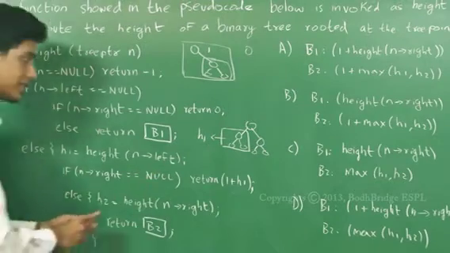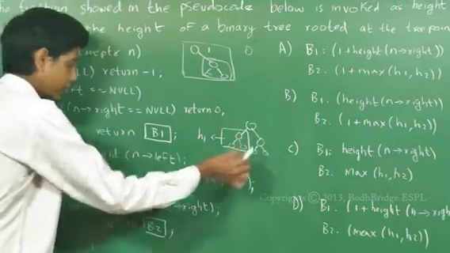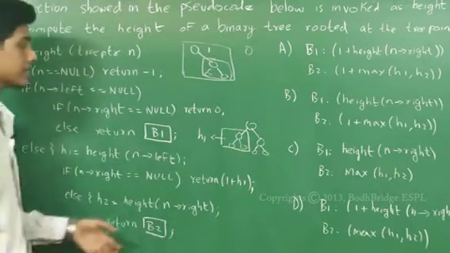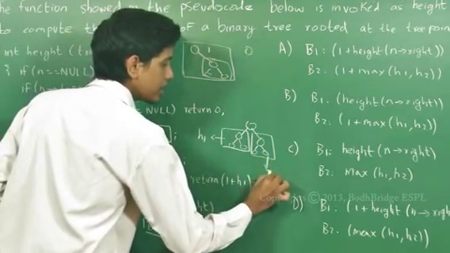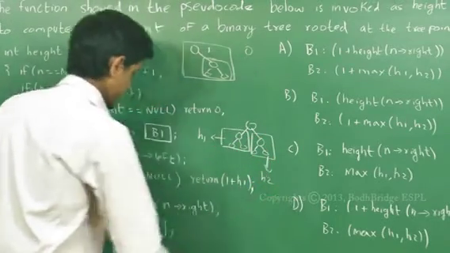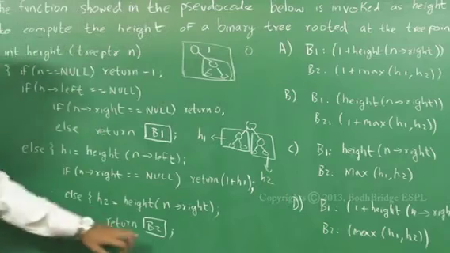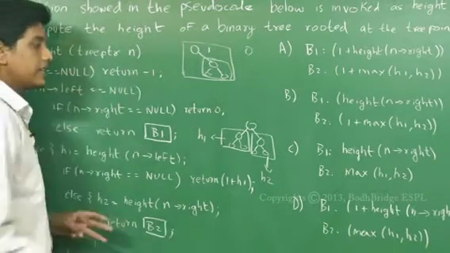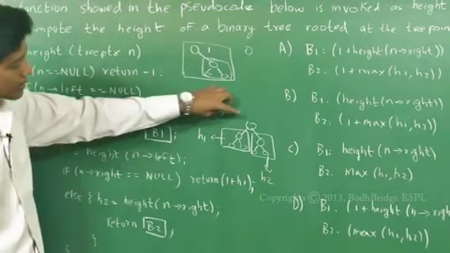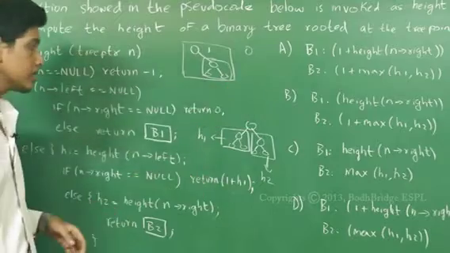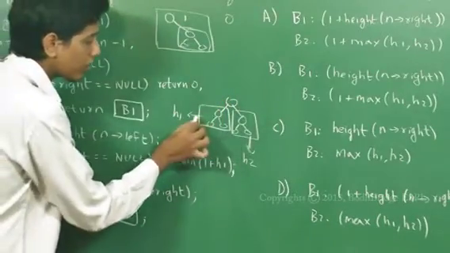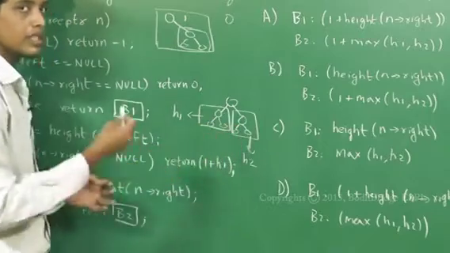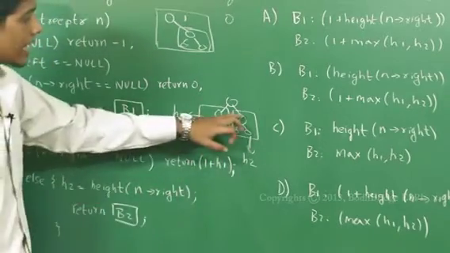Else, that is if there is a right subtree, h2 is height of n's right. So this is noted as h2 and return b2. So as I said, the height is defined as the longest path from the root to any leaf. So in this scenario, for finding the height of the tree, we need to know the maximum of h1 and h2, since we are looking for the longest distance, and add 1 to it.